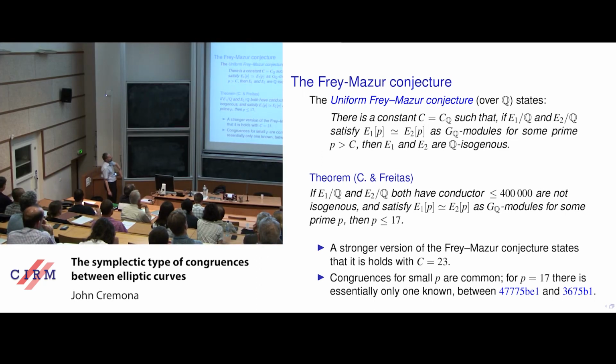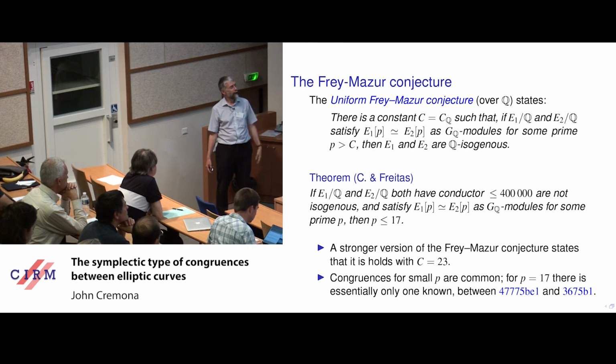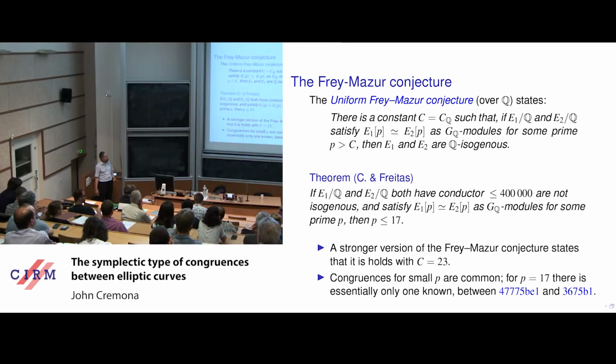So for the small primes p, for reasons I will come on to in a minute, for p equals 2, 3, and 5, they are really very, very common. And so I'll ignore p less than or equal to 5 almost entirely. And then as p goes up through 7, 11, 13, 17, they get fewer in number, as I'll show you very explicitly. By the time we get to 17, there's essentially only one, and it's associated with these two curves.